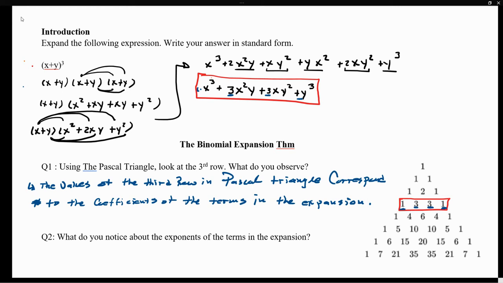Notice that the x's, the first term starts with x to the third, then x to the second, and then there's an imaginary one here. Then it goes to x to the first, and notice that it goes to x to the 0, because this is equivalent to just x to the 0.